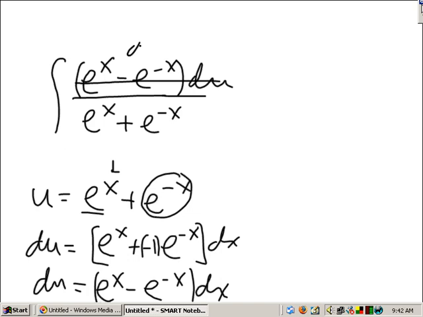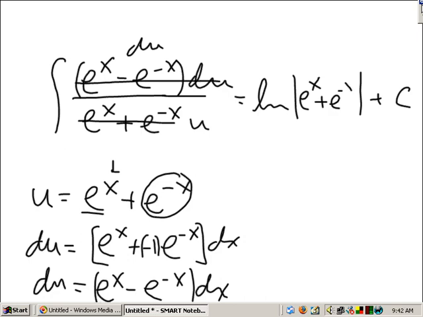The numerator is du, and the denominator is u. Ooh, the integral of du over u. I know that one like I know my name. It's ln of the absolute value of u plus c, where u is e to the x plus e to the negative x. E to a power is always positive, and we're adding a positive, so what's in the absolute value is positive. So we don't need the absolute value bars anymore. There's the answer. That completes the section on integration of logarithmic functions.